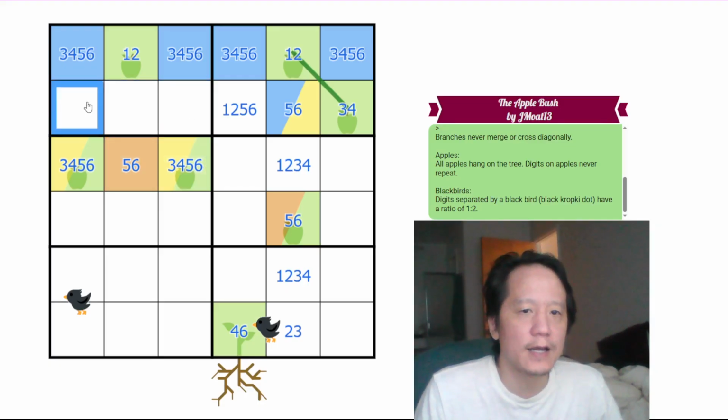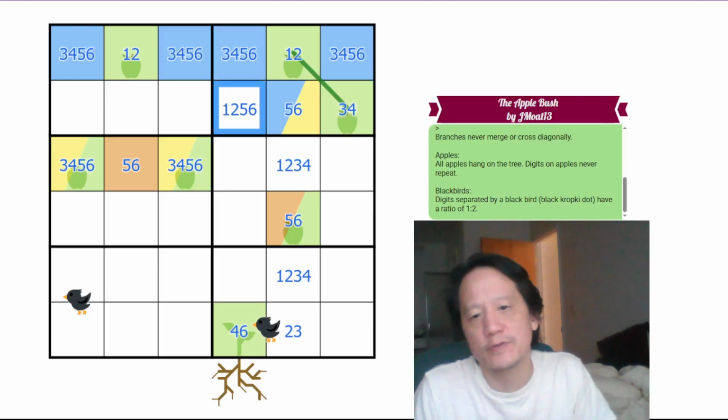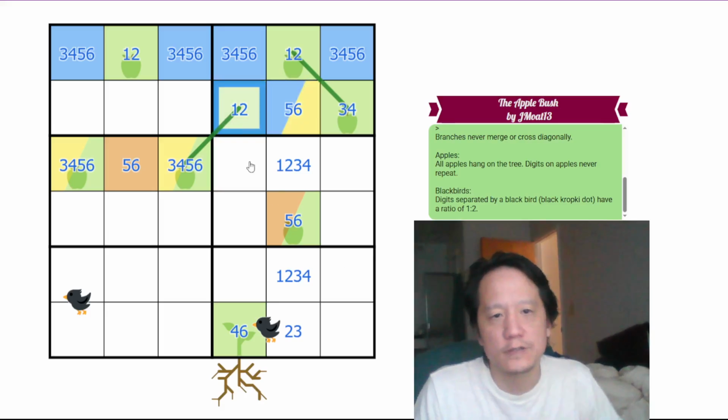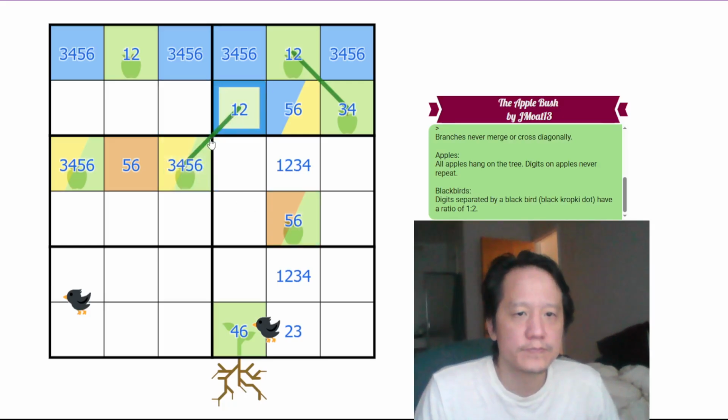Okay, this cannot have all the 1, 2s, right? We have a 3, 4, 5, 6 quadruplet in box 2, so this can't be 5 or 6. This is 1 or 2. This must be one of those that extends. So it has to extend from here, and it stops here. So this is a tree, but it does not have an apple on it. It stops there.